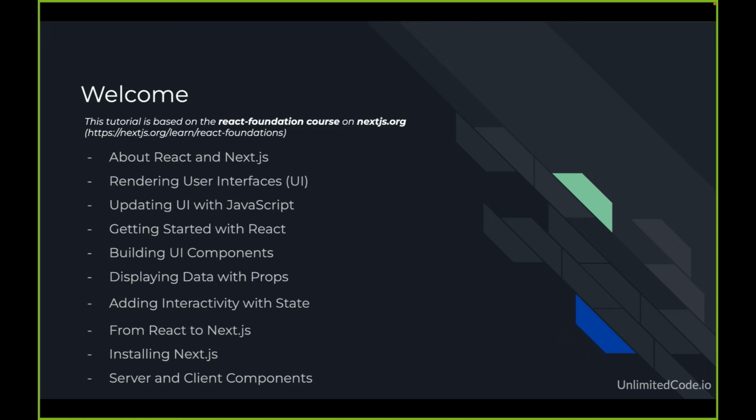I figured, what is the best tutorial for us to use if not from the makers of the platform itself. So we're just going to go over it and see how they implemented basic user interfaces using JavaScript, and then using React, and then migrating it to a Next.js application. So we're talking about displaying data with props. We'll talk about migrating from React to Next.js, and then installing Next.js. Then we'll also talk about server and client components, which I've touched on briefly.